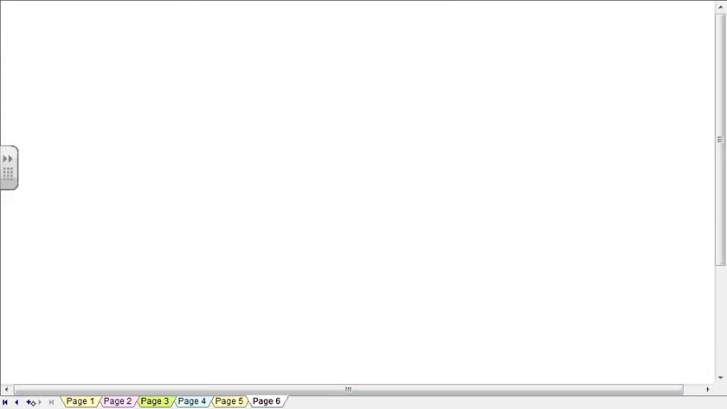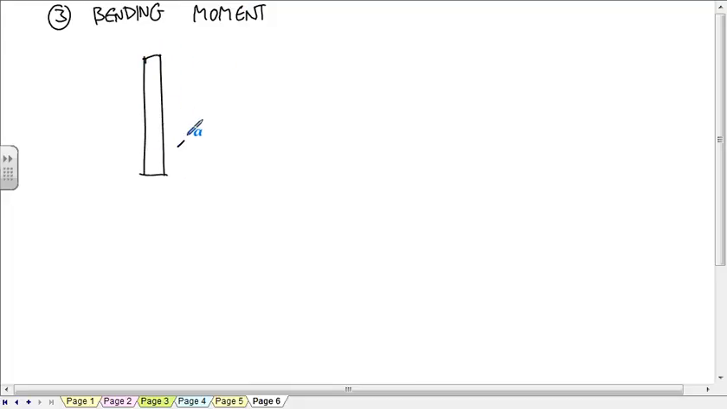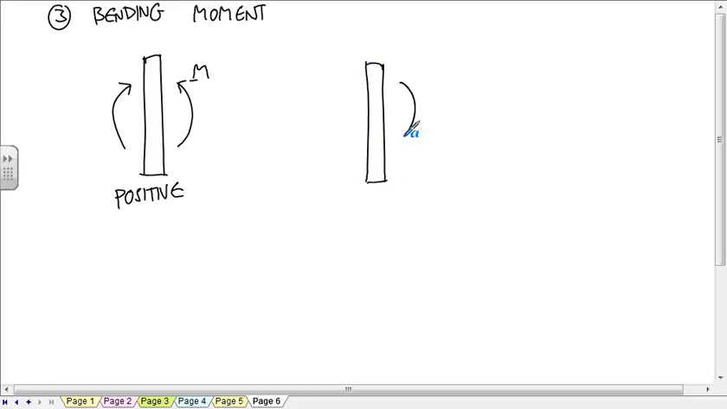And then the last one is bending moment. If you have a bending moment like this, that's positive. And the other way is negative. So, yeah.